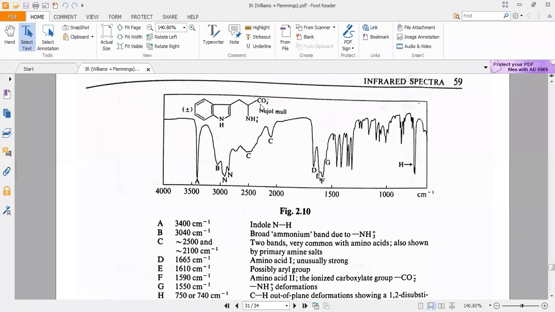What is Nujol? Nujol is a liquid, an oily, colorless oil. It is a petroleum product, in fact. So Nujol has CH stretching. It has only CH stretching and carbon-carbon stretching, all of which appear in the fingerprint region.